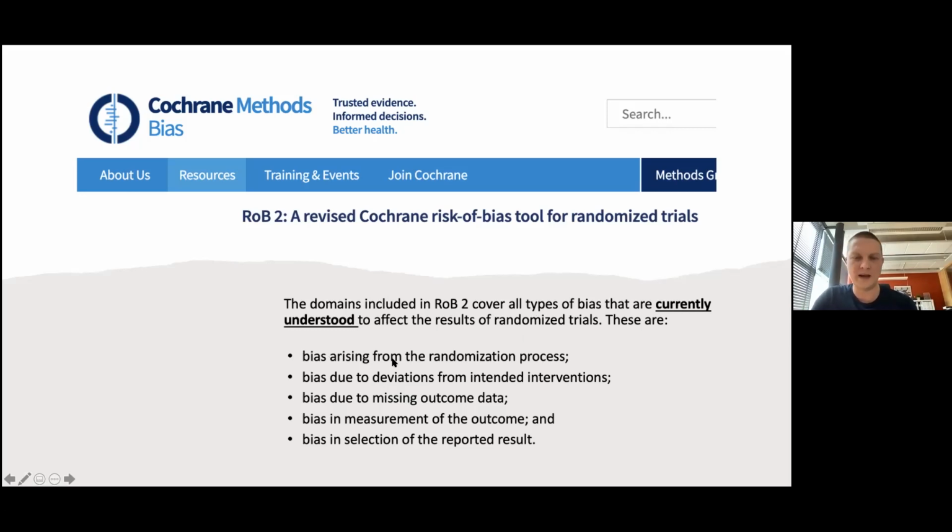And then they say bias arising from the randomization process, bias due to deviations from intended interventions, bias due to missing outcome data, bias in measurement of the outcome, bias in selection of reported results. I find it curious that none of these are pre-randomization. They only mention stuff that happens after randomization as currently understood to affect results. And I disagree. And that's what my talk is going to be about, that we have stuff that goes on pre-randomization that could also introduce bias that we need to take care of. Randomization doesn't solve all our bias issues.